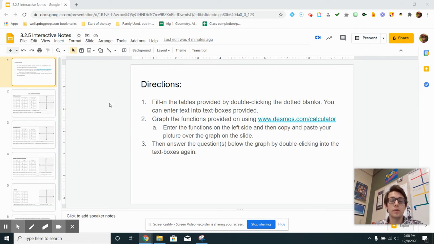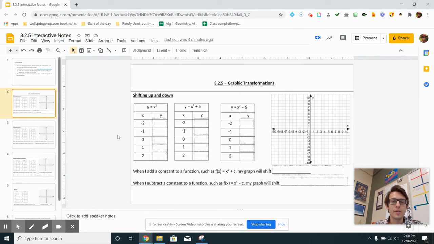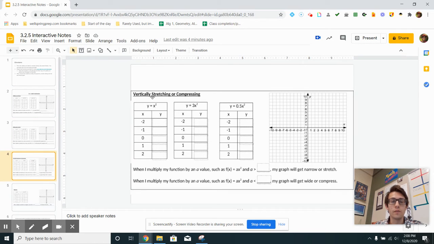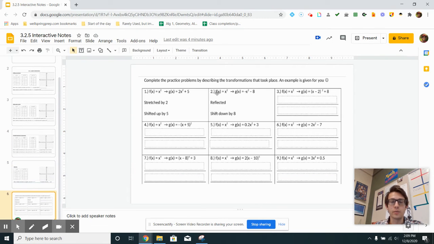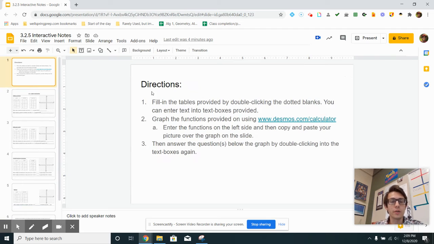These are our 3.2.5 interactive notes. I listed some directions here, but I will walk through first what is expected with these. When we're talking about transformations, I think it's really valuable to do some exploration first before we formalize our information here. On each slide, we have different types of transformations: shifts up and down, right and left, vertical stretching and compressing, reflecting, and then the last slide is putting it all together.